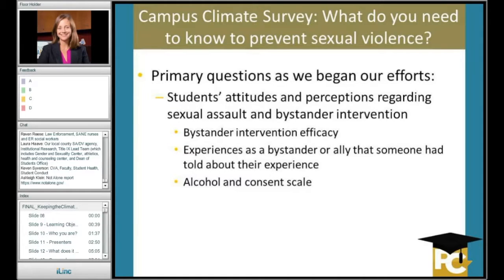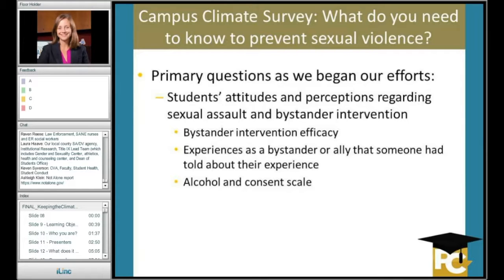And then other primary questions, we're looking at their attitudes and perceptions regarding sexual assault and bystander intervention. And so this was a category of our findings that we thought we could really use to help us better understand students' perceptions and attitudes in some areas and how we could use that data for prevention. So we had added some bystander intervention efficacy scales. We'd asked students about their experiences as a bystander, so either witnessing a situation where they could have stepped up to prevent sexual violence or also how many of them had had a friend tell them that they'd experienced sexual violence, and how did they respond.